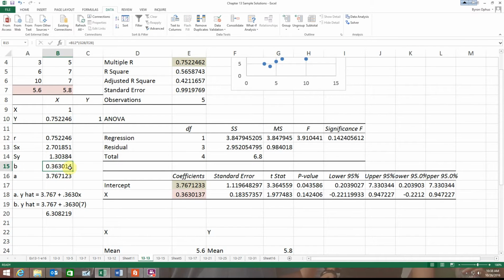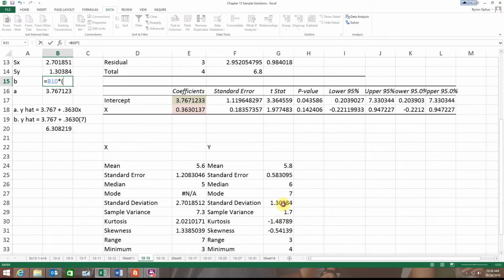Now I've got my standard deviations, and so I can calculate my B, right? My B is equal to my R, which I got here, times, and I'm going to need parentheses, my standard deviation of Y divided by my standard deviation of X, in parentheses, and there we go. So 3.63.